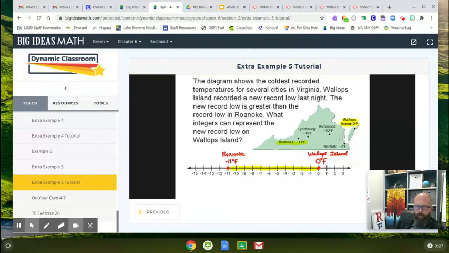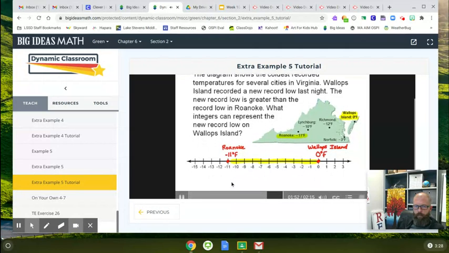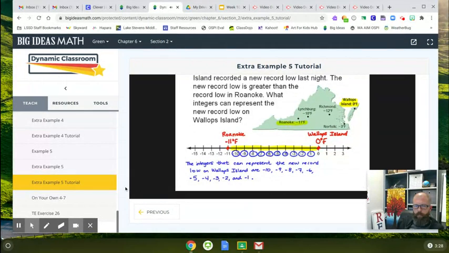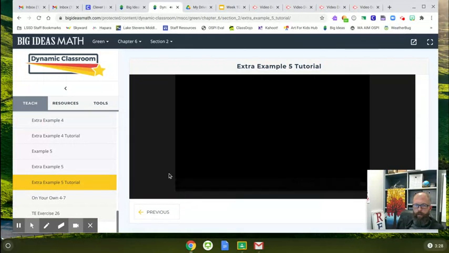The integers that can represent the new record low on Wallops Island are negative 10, negative 9, negative 8, negative 7, negative 6, negative 5, negative 4, negative 3, negative 2, and negative 1. All right. So it could have been any of those.